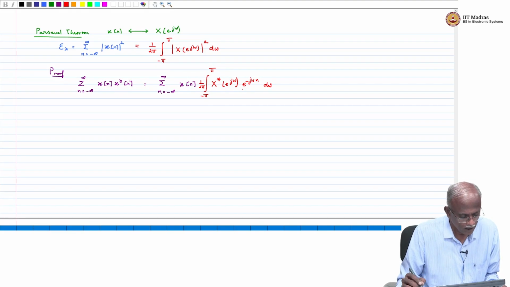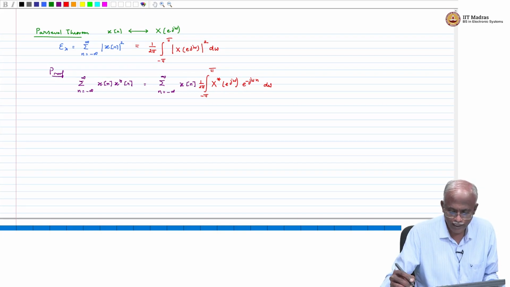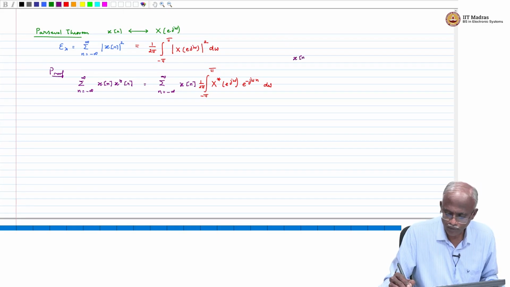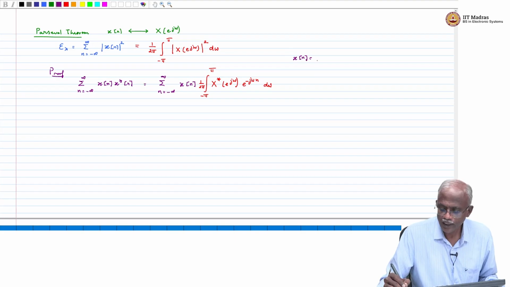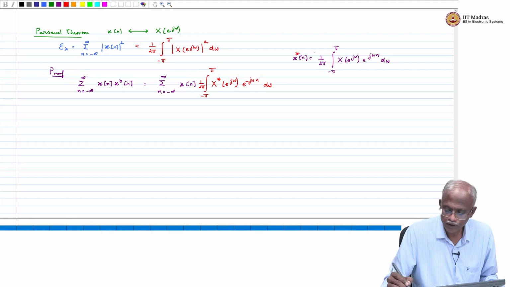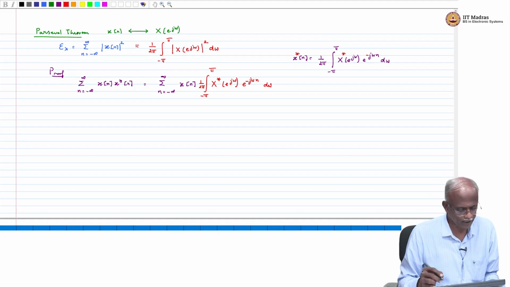All right, I hope you are comfortable with this. In case you are wondering why there seems to be a minus sign there, what is the expression for x of n? It is 1 over 2π, integral from minus π to π, X(e^{jω}) e power j omega n d omega. So, if you conjugate, you get conjugate here, you get conjugate here, and you get a minus sign there. That is the expression that we have.